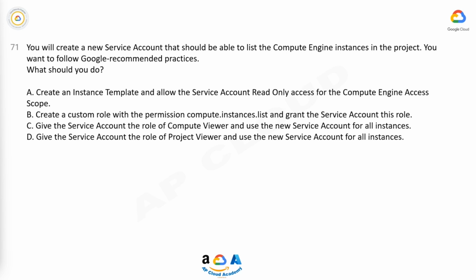A. Create an instance template and allow the service account read-only access for the Compute Engine access scope. B. Create a custom role with the permission compute.instances.list and grant the service account this role. C. Give the service account the role of Compute Viewer and use the new service account for all instances. D. Give the service account the role of Project Viewer and use the new service account for all instances.